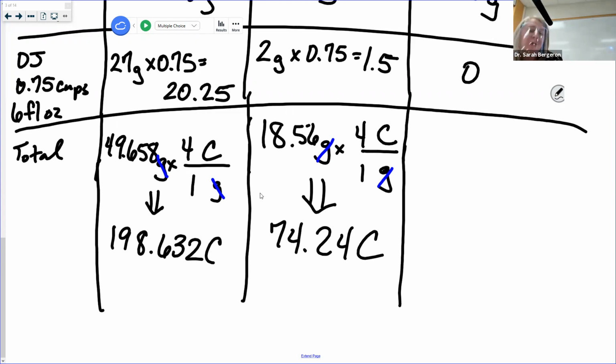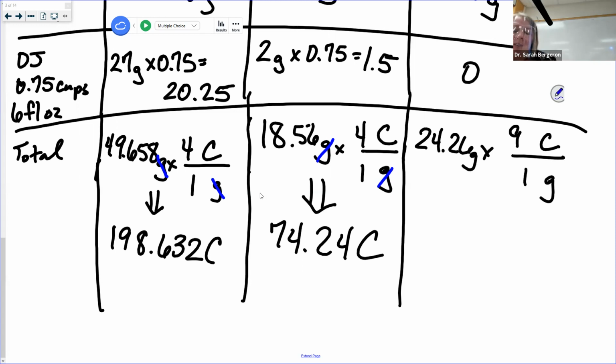Okay. The last one, total up the fats. What do you get? 4.26. And now, what's my conversion here? Be careful. This is 9 calories per gram. So my grams are going to cancel. I'm left in calories. How many calories? 14 big C calories.